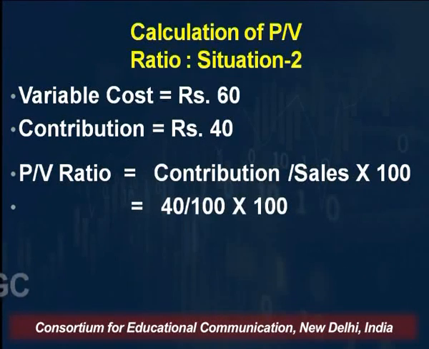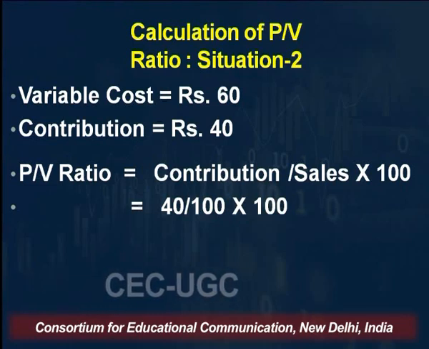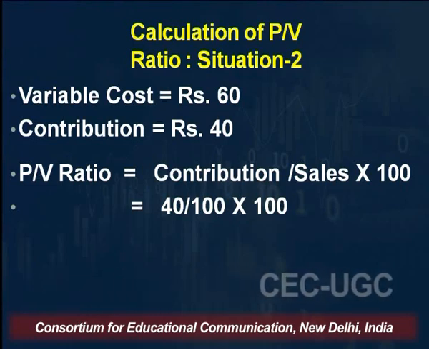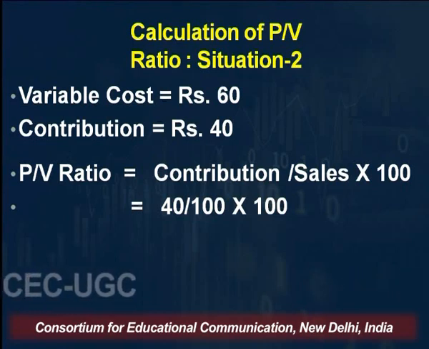So 40 by 100 sales I have written. The question is how to calculate sales. We all understand sales minus variable cost is actually your contribution. So if you know variable cost and contribution, by simply adding variable cost and contribution, you can find the value of sales. It's a slightly tricky question where the sales is not given. You simply add these two values to find the value of sales, and the sales becomes 100 rupees. 40 by 100 into 100 gives you the PV ratio, that is 40%.